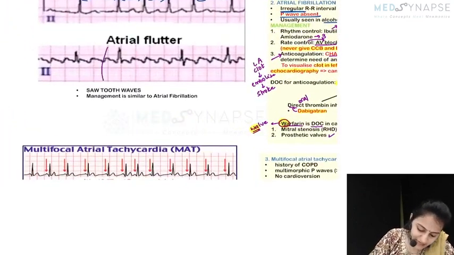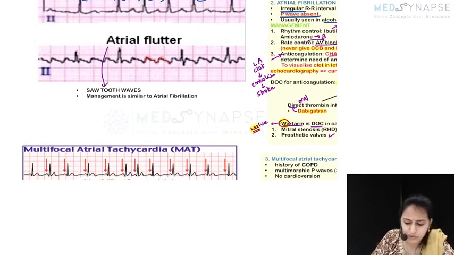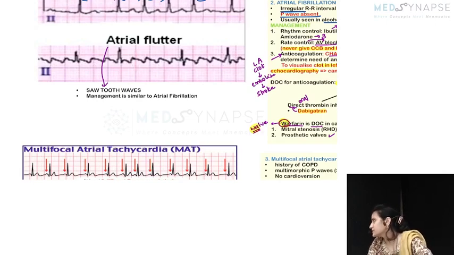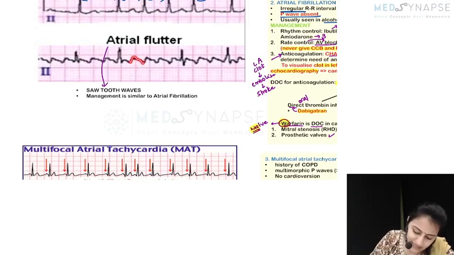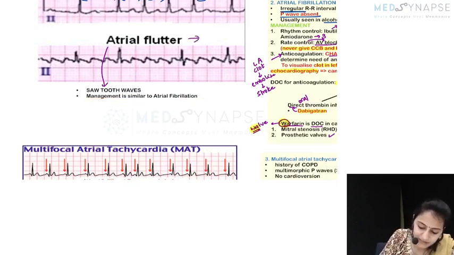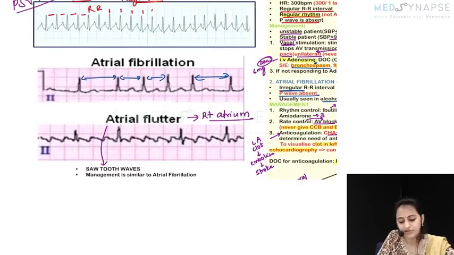Atrial flutter is identified by these sawtooth waves. It is a more regular rhythm as compared to atrial fibrillation, but it has this classical sawtooth pattern, and the management is similar to atrial fibrillation, just that in atrial flutter, the origin is the right atrium. In atrial fibrillation, it is the left atrium. So left atrium and the LA clot is in atrial fibrillation.